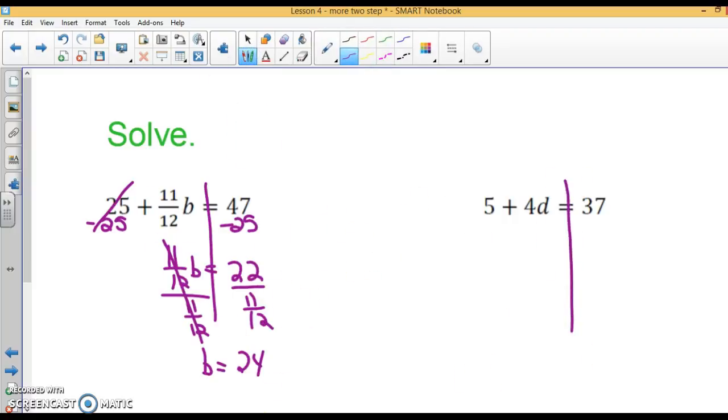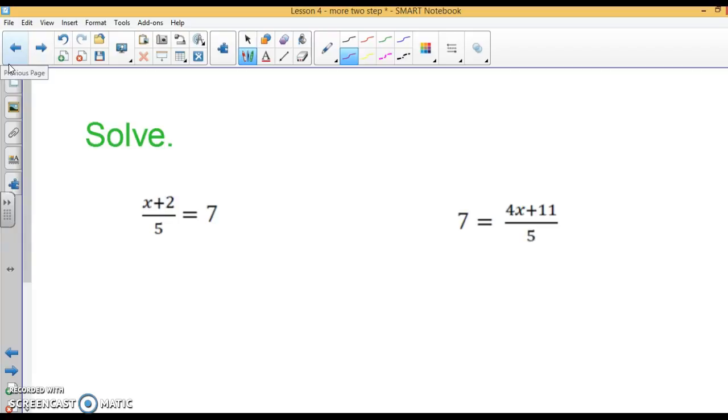All right, here we go. How do I solve this? I need to move this 5 over to the right first. So subtract 5 from both sides. And I'll have 4d equals 32. This is 4 times d, so the opposite of multiplying by 4 is dividing by 4. So I'll have d is.